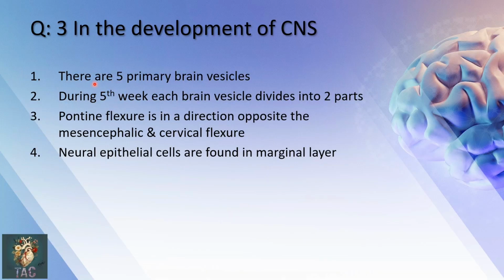Then in development of the CNS, there are the 5 primary brain vesicles. During the 5th week, each brain vesicle divides into 2 parts. Pontine flexure is in direction opposite the mesencephalic and the cervical flexure. The neural epithelial cells are found in the marginal layer. So write down your answer please.